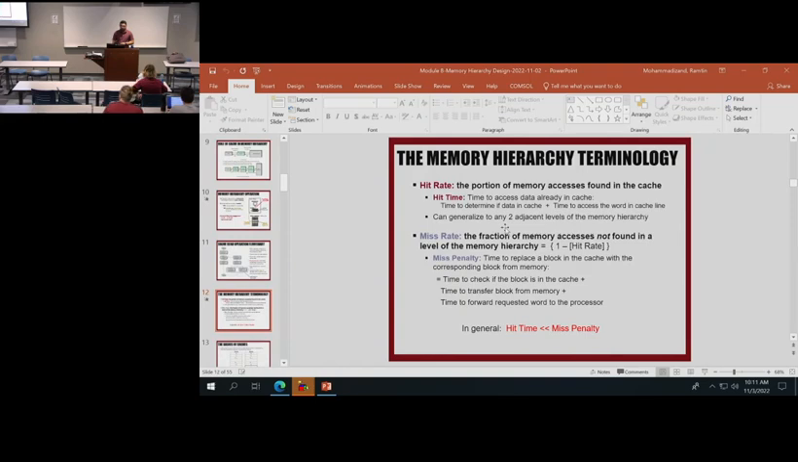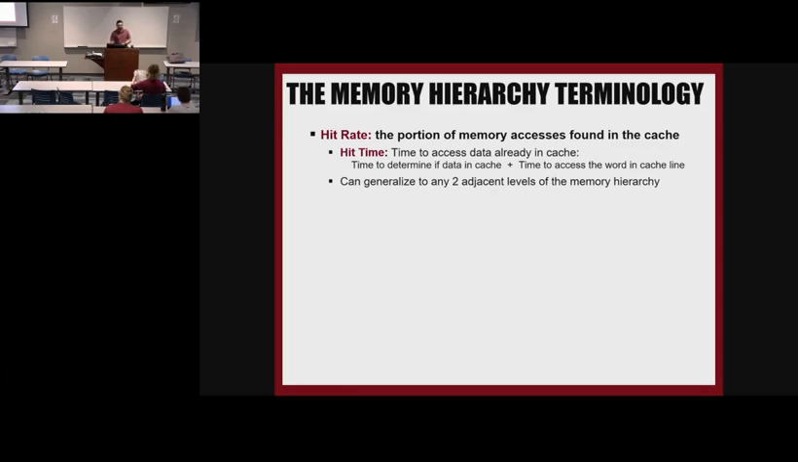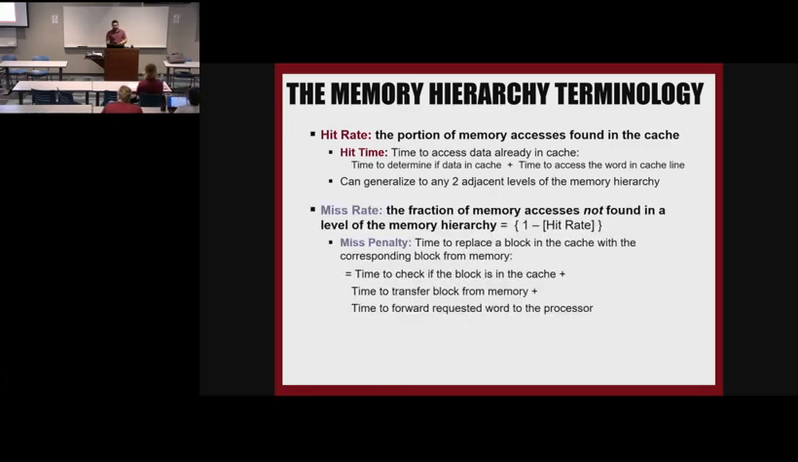Okay, we talked a little bit about this. This was where we stopped last time. We talked about the different terminology that we have for cache: hit rate, hit time, miss rate, and miss penalty. Hit rate is the portion of the memory accesses that are actually in the cache. We have a load, and we don't have to go to the main memory to get the data. That's the hit rate. You can extend it to different levels of the cache: a hit rate for level one, a hit rate for level two, and so on. Miss rate is the opposite of hit rate: 1 minus hit rate.